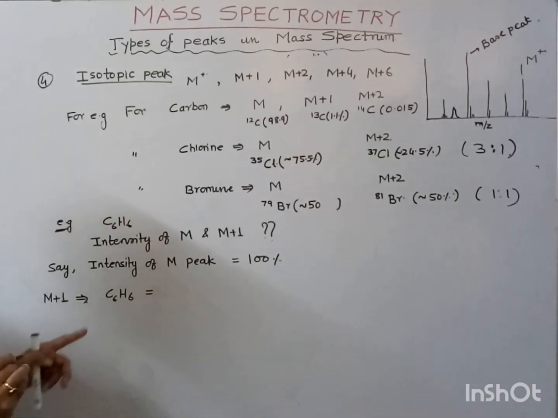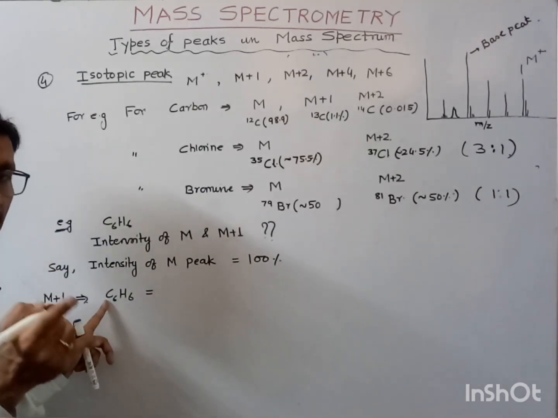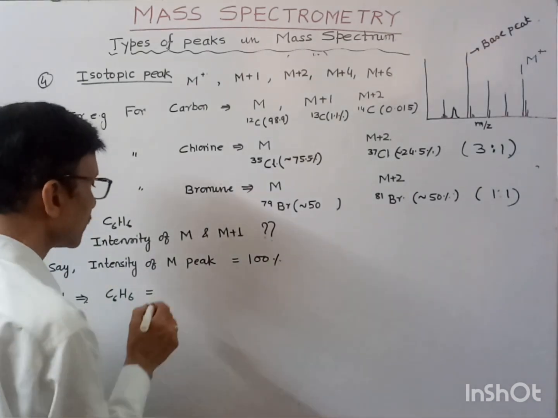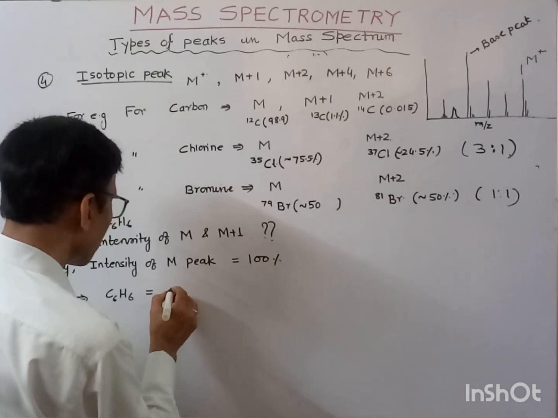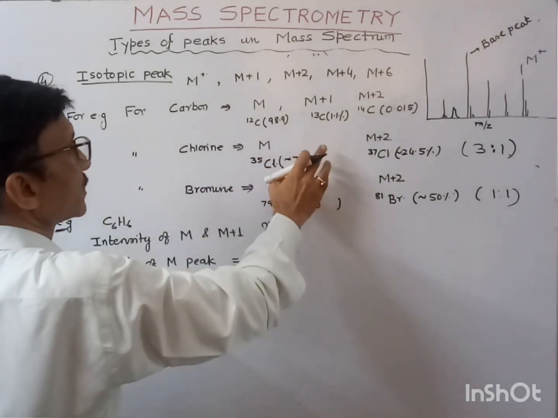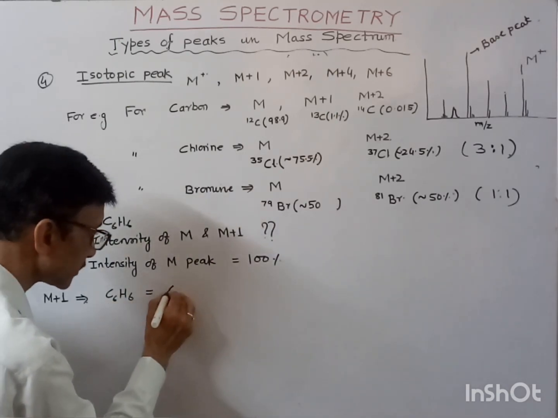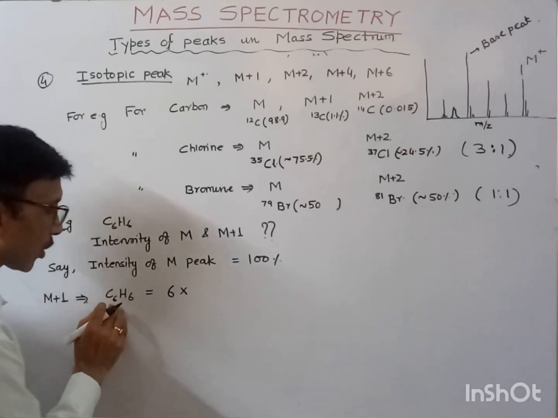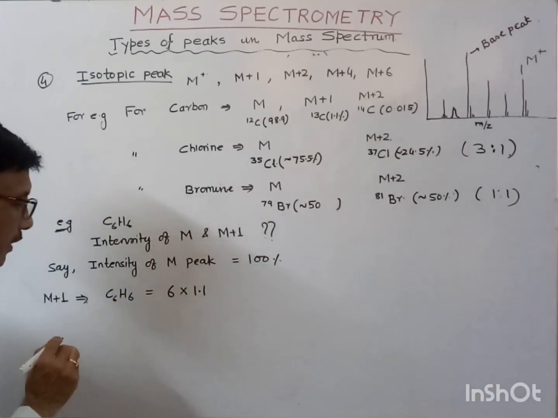For the M plus 1 peak of C6H6, M plus 1 means carbon 13. The abundance of carbon 13 is 1.1%. How much carbon 13 is present? 1.1%, and 6 carbons are present. So its abundance would be how much? 6 multiplied by 1.1.